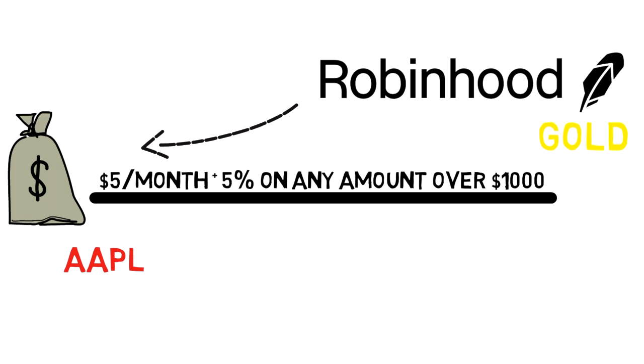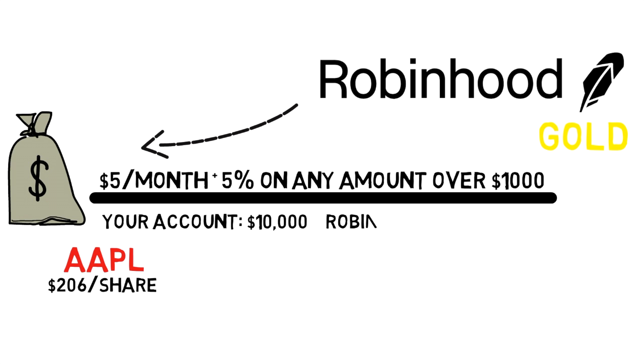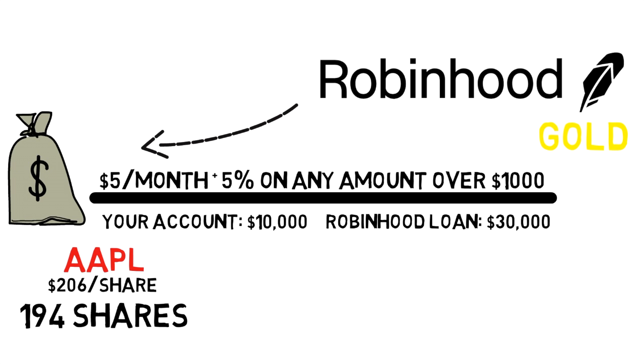So why would anyone use this? Well, let me give you a positive example. Let's say 1 year ago you bought Apple stock, which was trading for $206 a share. Your Robinhood account had $10,000 in it, and with Robinhood Gold, you were allowed to borrow $30,000 on top as margin. This gives you a total buying power of $40,000. With that money, you bought 194 shares of Apple. You patiently wait 1 year, and you sell today where Apple is selling for $503 a share.